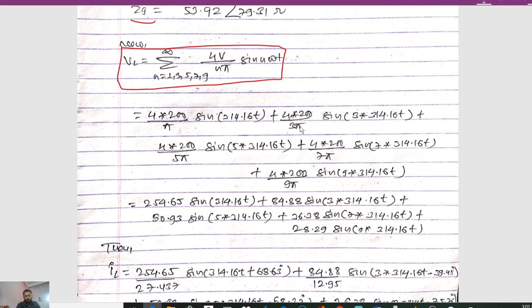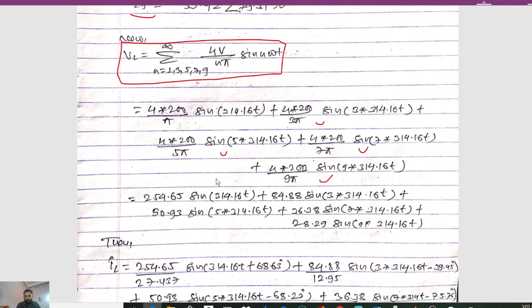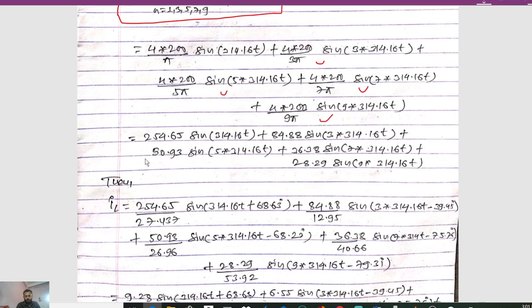So 4 into 200 upon 3 pi means n equals 3, and this is the case for n equals 3. Similarly this is the case for n equals 5, and this is the case for n equals 7, and this is the case for n equals 9. So once you solve you will get this value.